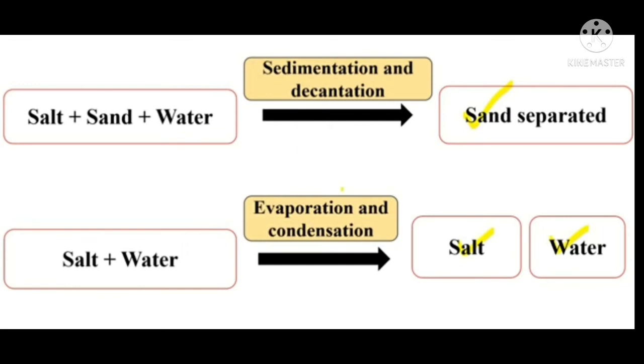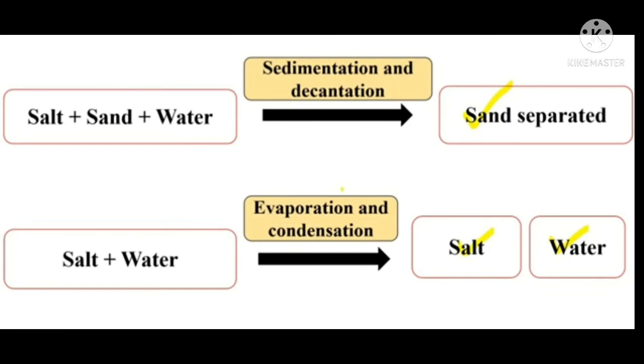So, if we want to separate sand and iron filings from the water, what will we do? We will follow sedimentation and decantation, or filtration, to separate the sand from the water, and we will use magnetic separation to separate the iron filings, as iron is magnetic and will be attracted towards the magnet, so it will get separated. This is how we use more than one technique in some mixtures.